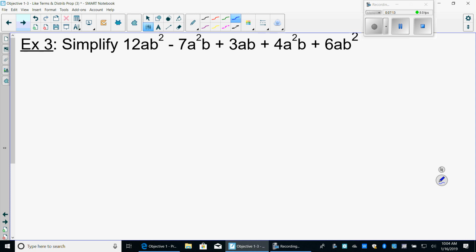Okay, so a little bit different. What's the purpose of this problem? To simplify it. Okay, yeah, to simplify it. What's different about it? They have two exponents. There's two variables. Yeah, there's two variables going on.